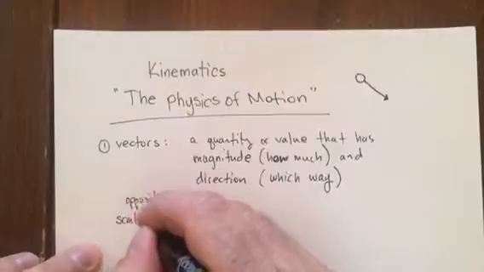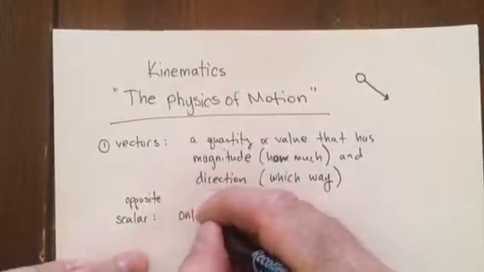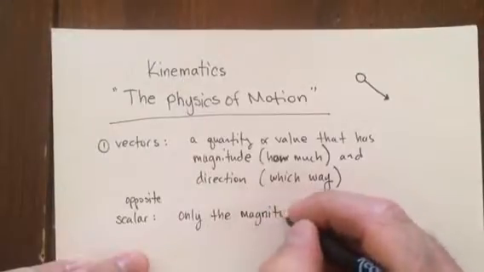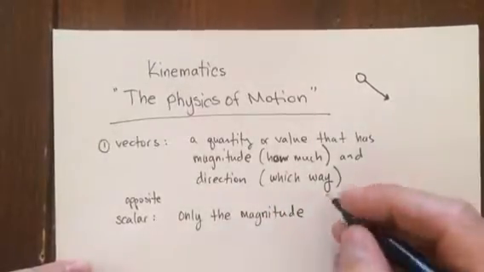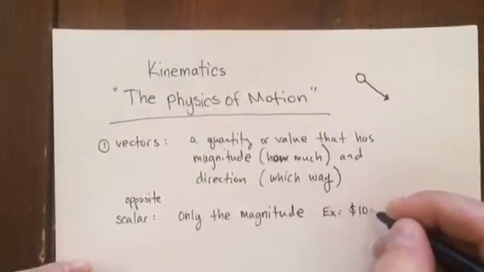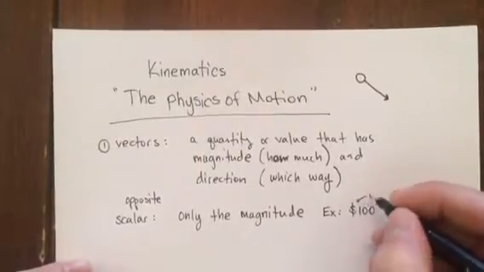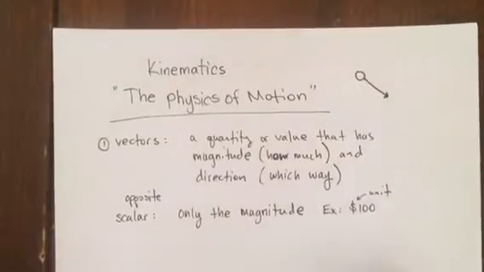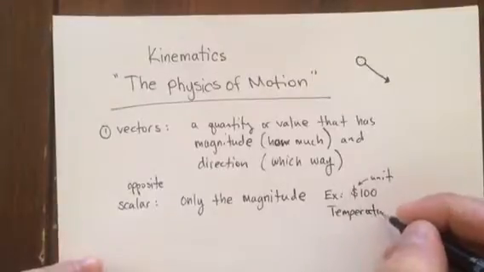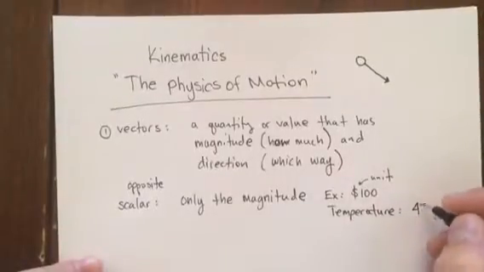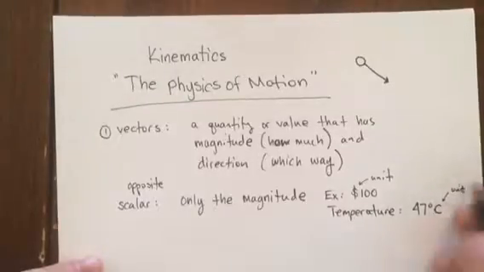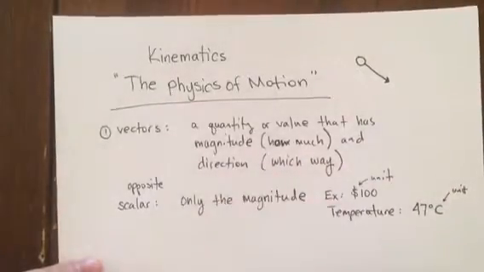The opposite of a vector, which we won't talk about too much, but just for reference, is what we call a scalar. Now, a scalar is only the magnitude. An example of this would be some value. So you have $100. That is a value that has a unit on it. Another example of a scalar would be temperature. We say it is 47 degrees Celsius outside. Here is the unit, and there is a value or magnitude of what we're talking about.